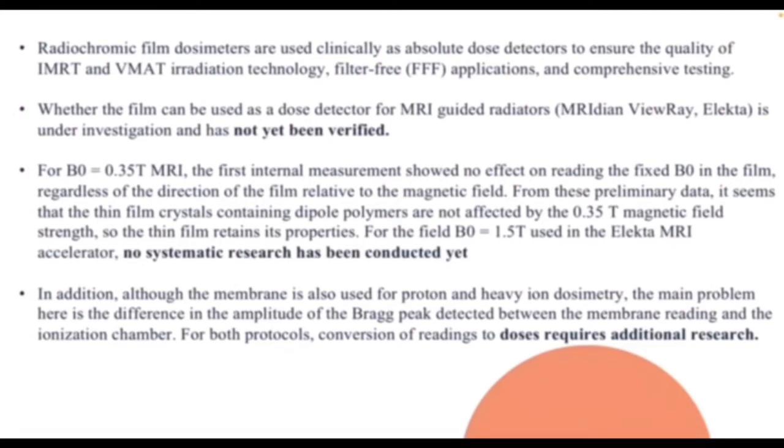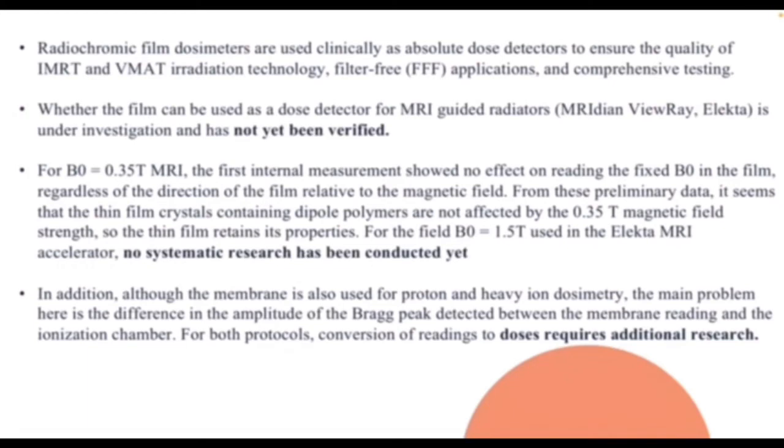Radiochromic film dosimeters are used clinically as absolute dose detectors to ensure the quality of IMRT and VMAT irradiation technology, with free filter application and comprehensive testing. Whether the film can be used as a dose detector for MRI-guided radiotherapy systems is under investigation and has not yet been verified.